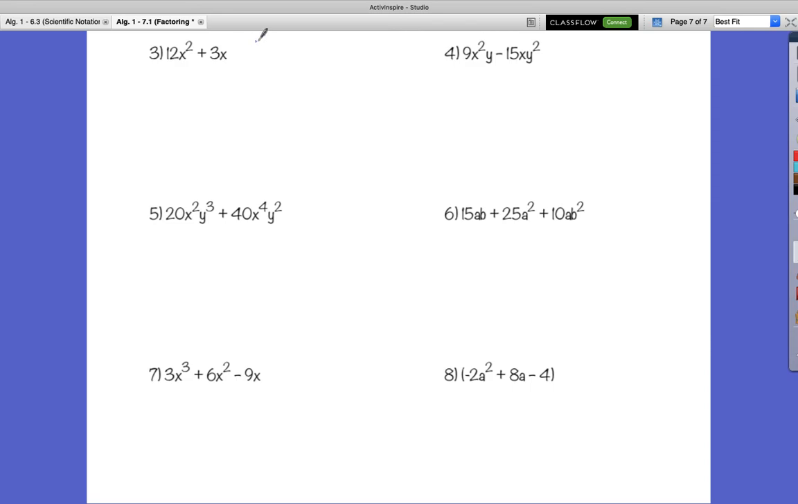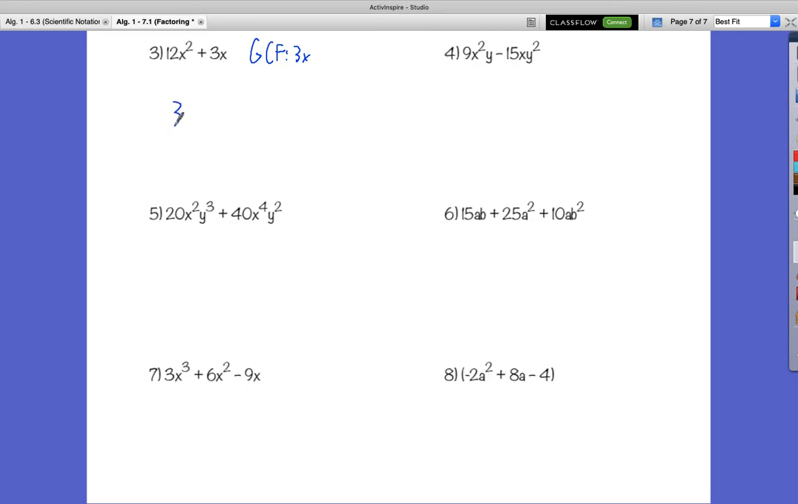Okay, let's go on to number 3 here. What's our GCF here on number 3? 3. Actually, it's 4. Nope. But now, do they have any variables in common too? Before they didn't have any variables in common. They have an x in common. So our GCF is actually going to be 3x.